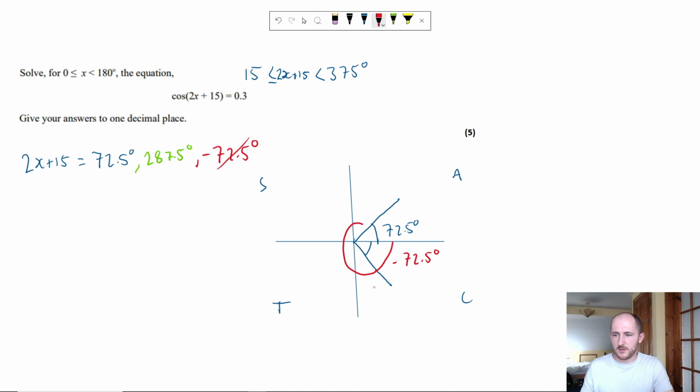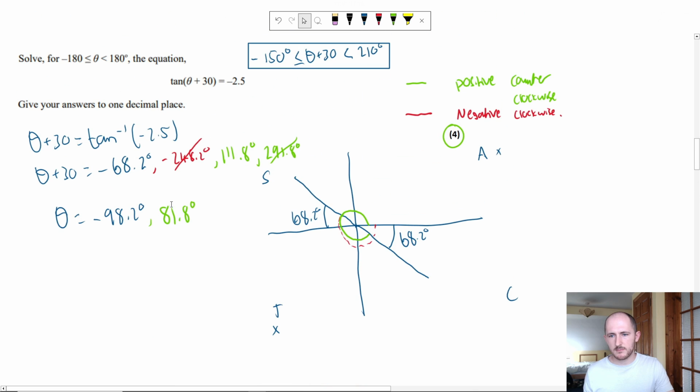And then this next value would be 360 minus 72.5 again, which you've already done, is 287.5. And I am aware that I did the negative afterwards, which again is not in our range. Cool. So we're practically done. Can I just... Okay, I did write that in green.